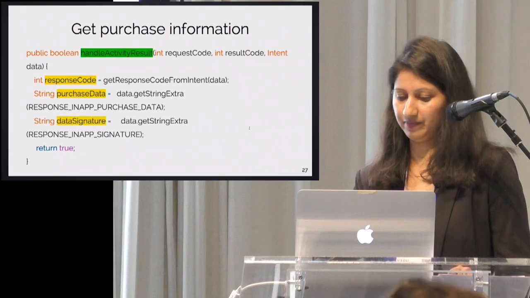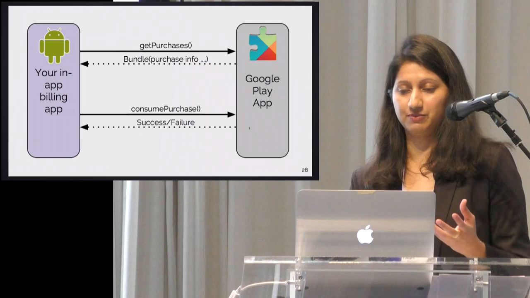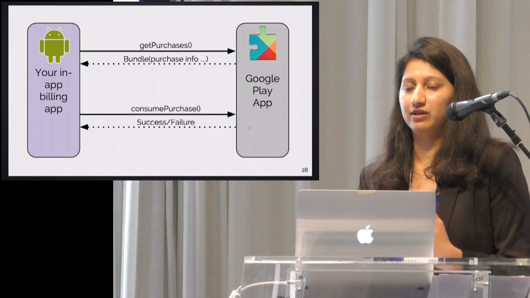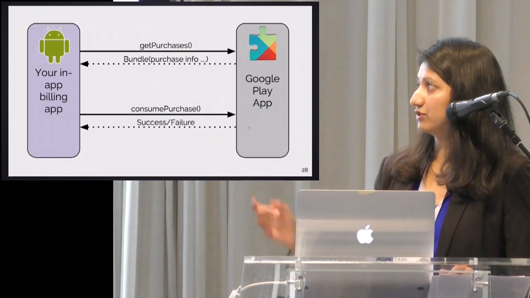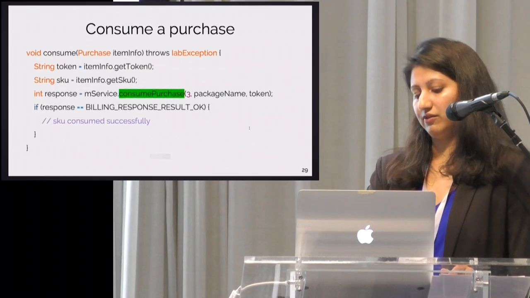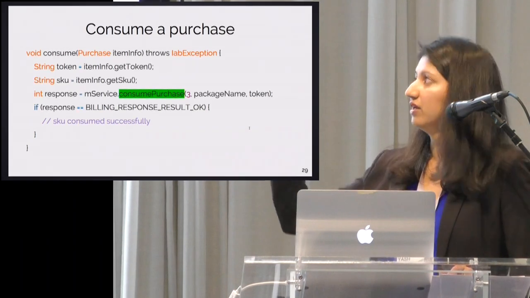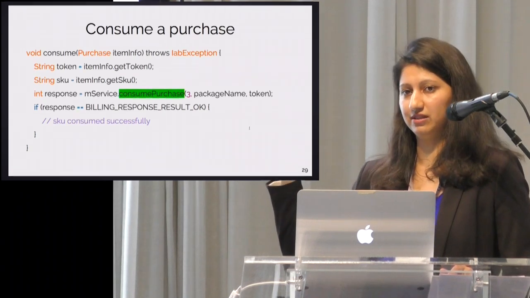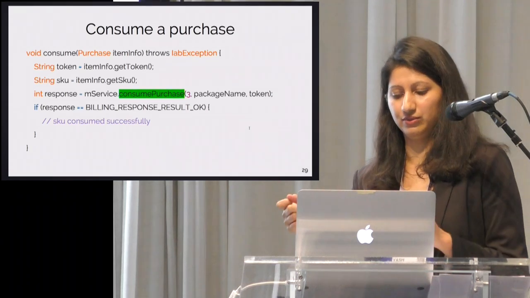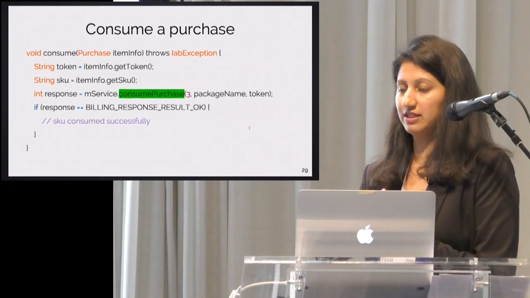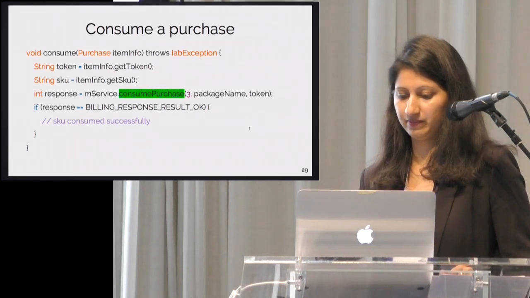So all of this so far we talked about was for managed products and subscriptions. What do you do if you want to use a consumable product? For that case, you use a consume purchase call. For consume purchase, you pass in version 3, package name, and the token. The token is something that you get from the purchase data. It's a purchase token that uniquely identifies a given product and a user. So using this, you can make sure that a purchase is consumed successfully multiple times.